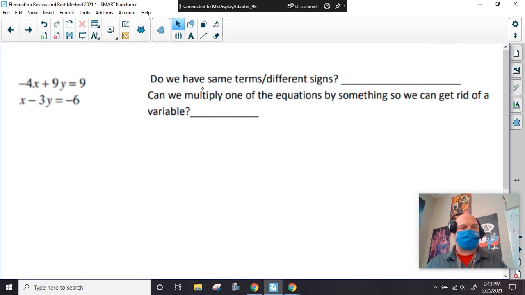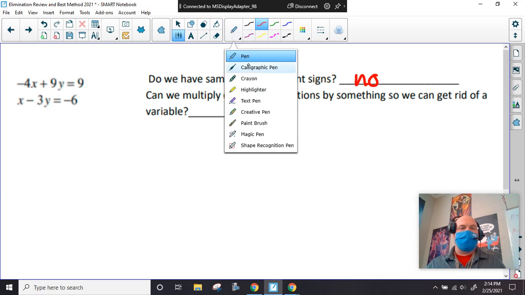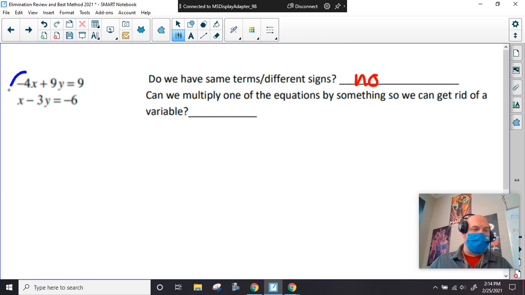All right. So, do we have same terms, different signs? We're looking. This is a no. Okay. Can we multiply one of the equations by something so we can get rid of a variable? Well, yeah. If we just look at what we have.